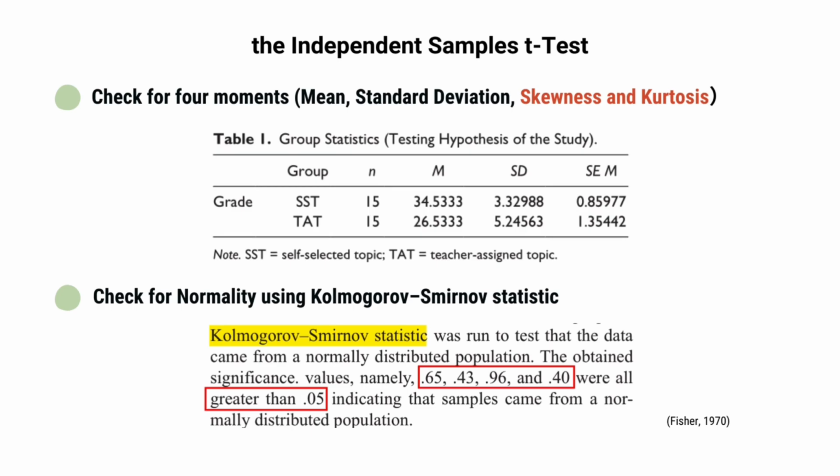When doing an independent sample t-test, first we check the four moments, but this article just showed the mean and standard deviation. The lack of skewness and kurtosis data limits our ability to fully assess the shape of the data distribution. The KS statistic is used to test for normality. These values are larger than 0.05, so there is no significant difference between the distributions of the two samples. But in the absence of skewness and kurtosis, we cannot rely too much on the results of the KS test.